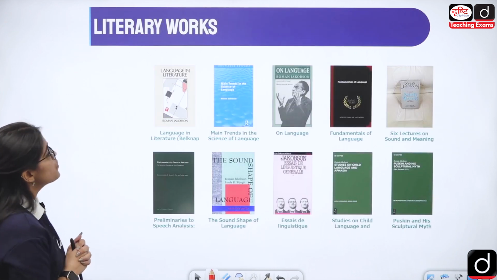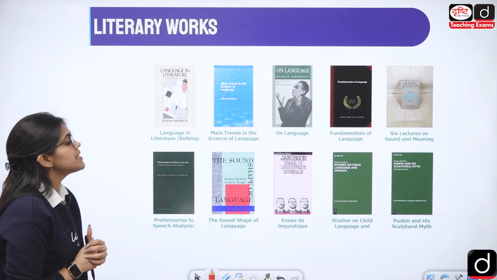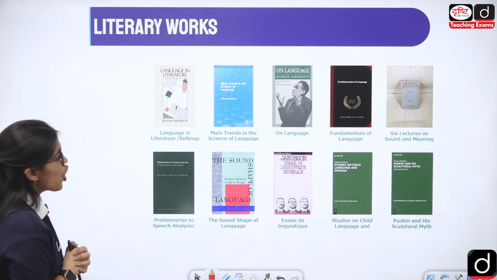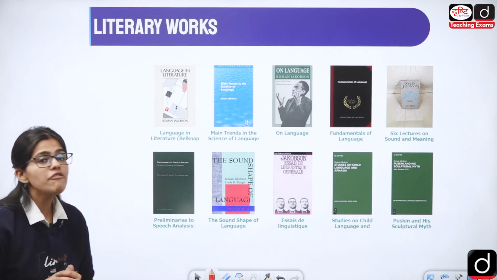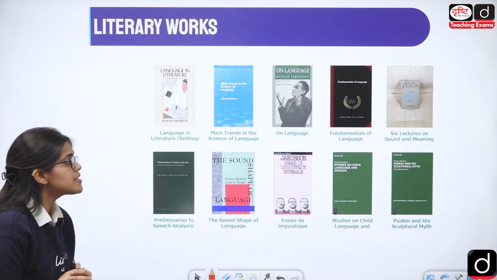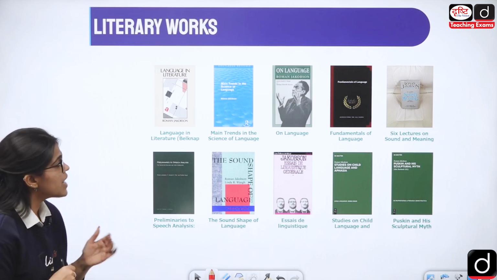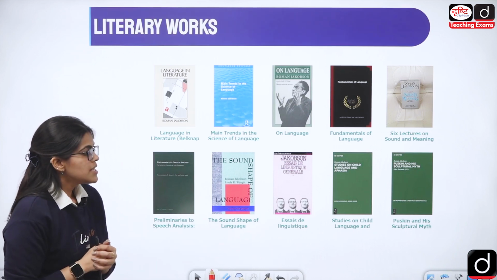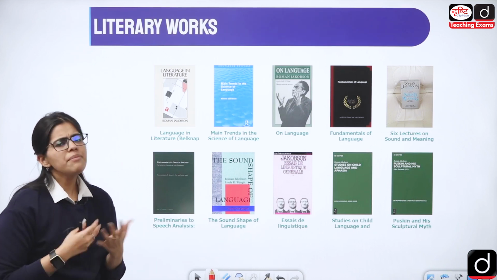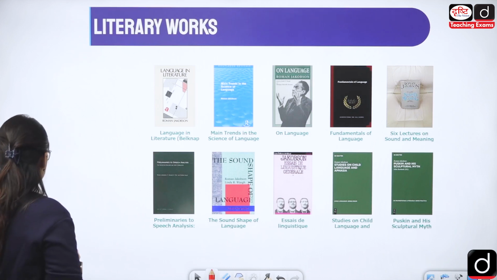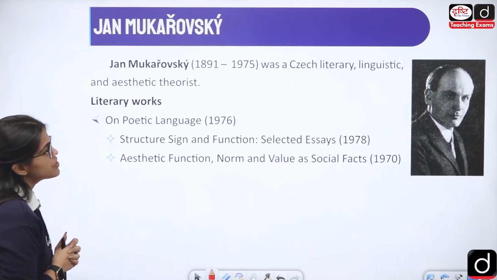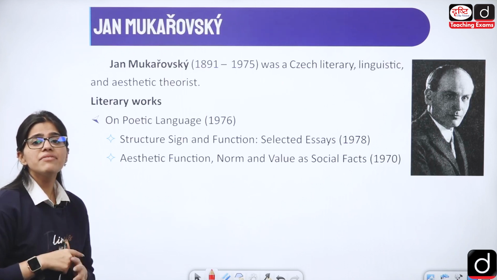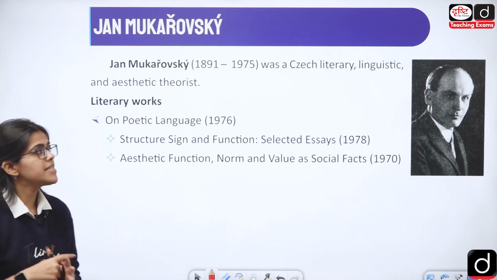There are important works by him like Language in Literature, Main Trends in the Science of Language, On Language, Fundamentals of Language, Six Lectures on Sound and Meaning, Sound and Shape of Language, Studies on Child Language, and many more. So these are the works that are associated with Roman Jakobson. We also will be having another video where we will talk about Roman Jakobson in greater detail.